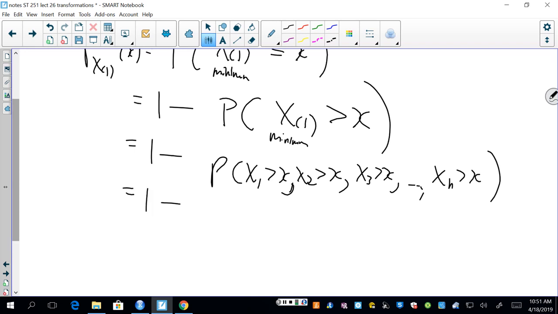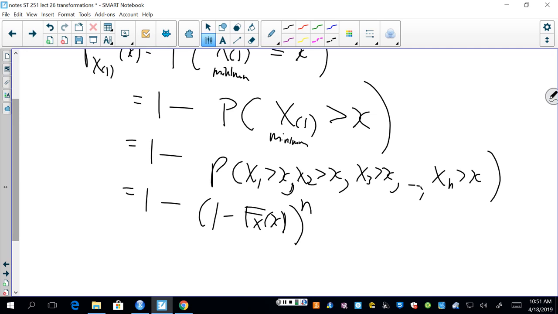They're independent, so you can multiply the probabilities of each of these things. What's the probability that something's greater than x? Well, the chance that you're bigger is 1 minus the cumulative. So it's 1 minus the cumulative from the x distribution of x. And you get that n times.